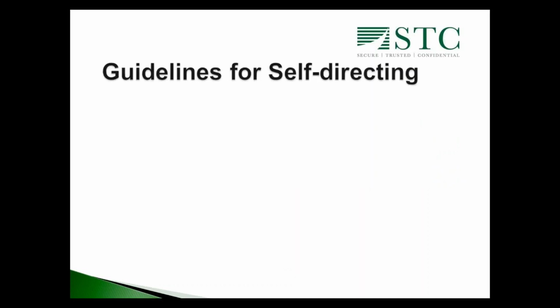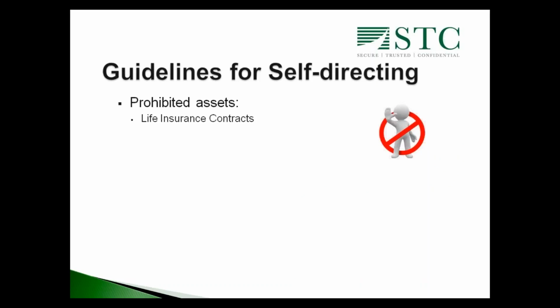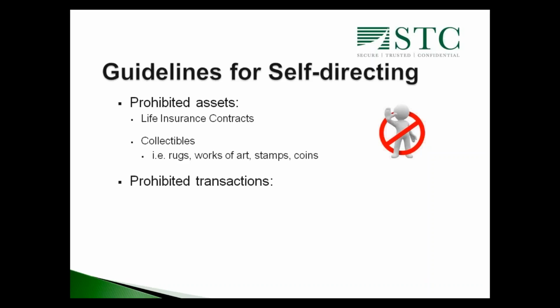There are guidelines for self-directing, rules that must be followed, IRS, Department of Labor rules depending on the type of plan you have, and this applies to all retirement accounts, not just self-directed retirement accounts. There are certain assets that are prohibited. You cannot hold life insurance contracts in retirement accounts. With one exception, a solo 401k plan can own a life insurance contract. In addition, collectibles may not be owned in retirement accounts. Things like rugs, works of art, stamps, coins. No coin collections.